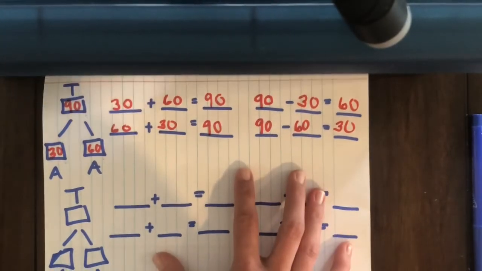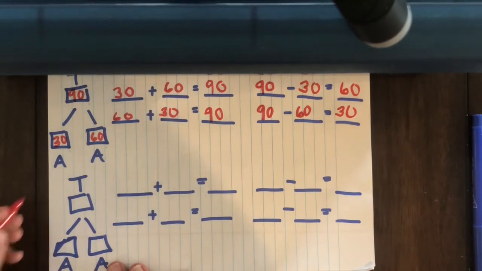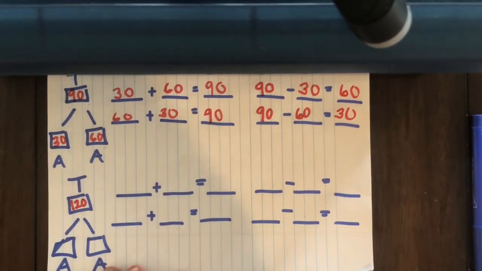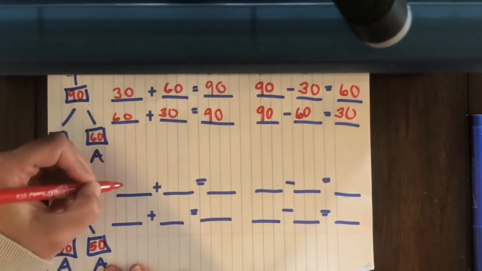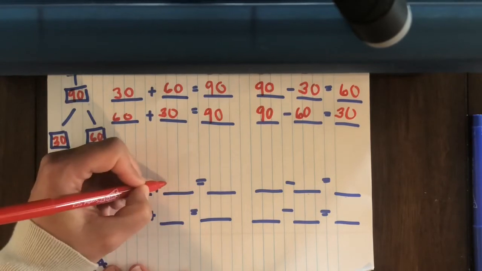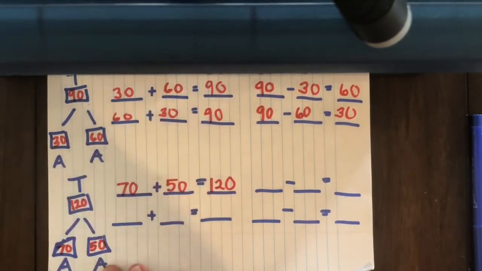I'm going to move this paper slightly up. Okay, so 120 will be my total for this math mountain. Then I have 70 plus my other add-in, which is 50. So total at top, two parts or add-ins at the bottom. And once again, going through that same process, I take my two add-ins, 70 plus 50 equals 120.